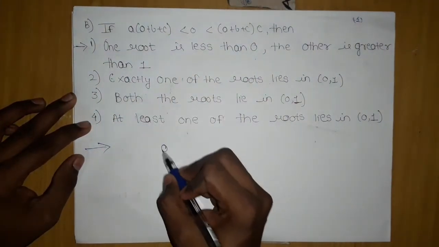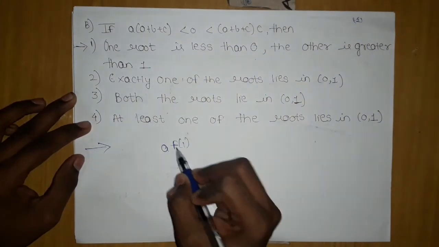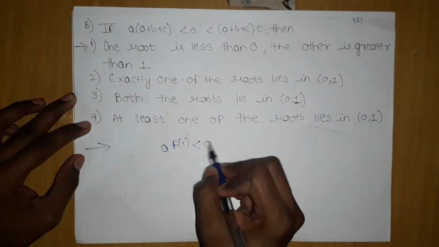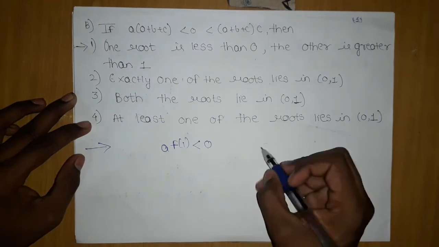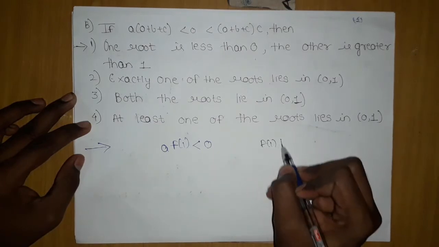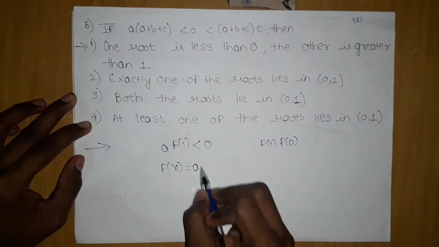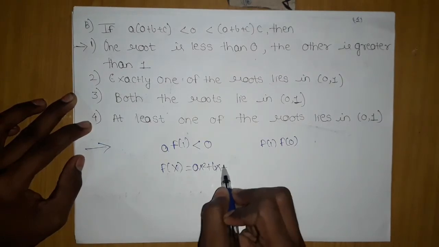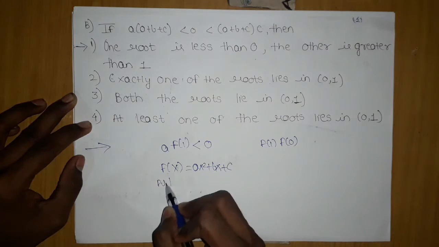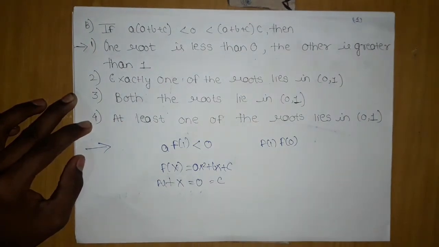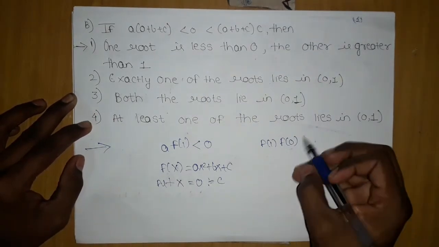Now we have a into f of 1. Okay, now you should be comfortable with identifying that this is f of 1. And now what they are telling here is f of 1 into f of 0. Let me prove this. F of x is ax square plus bx plus c. Put x equals to 0, we get c. So f of 1 into f of 0 is what?